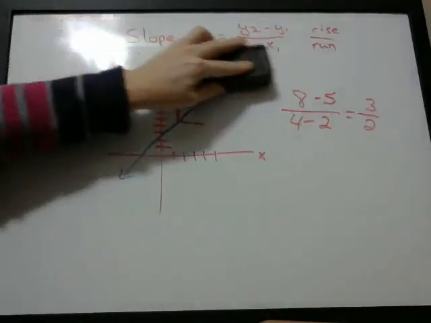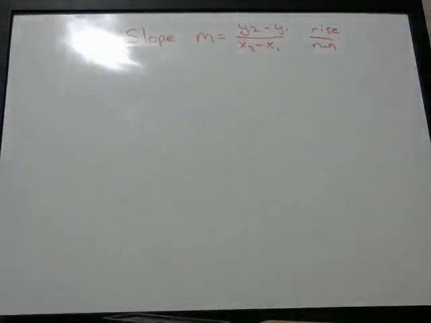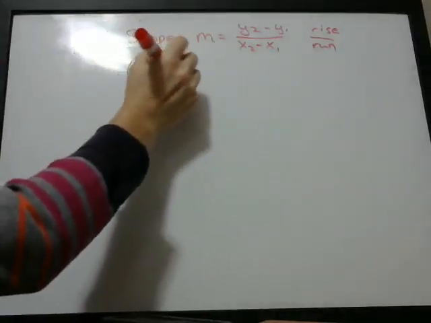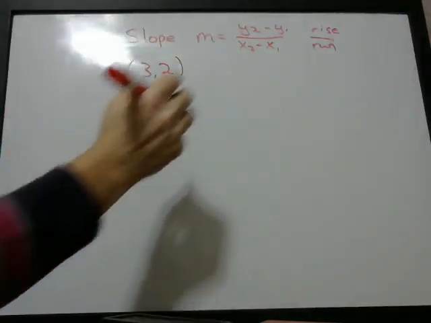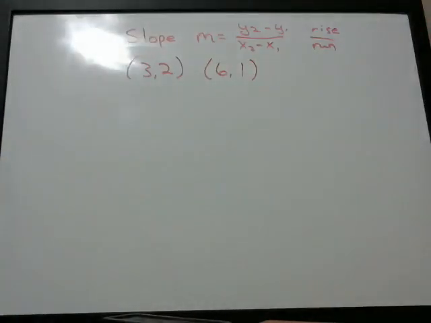So let's try another one. So here, let's say we have 3, 2 and 6, 1. So again, you're given 2 points. They want to know what's the slope of the line that connects these 2 points.